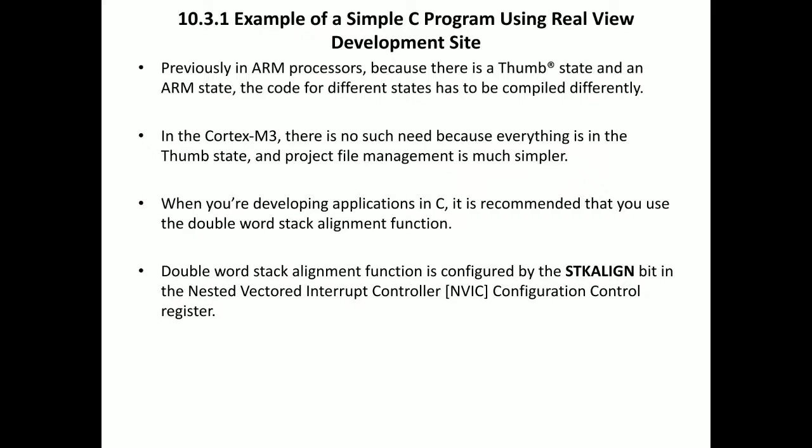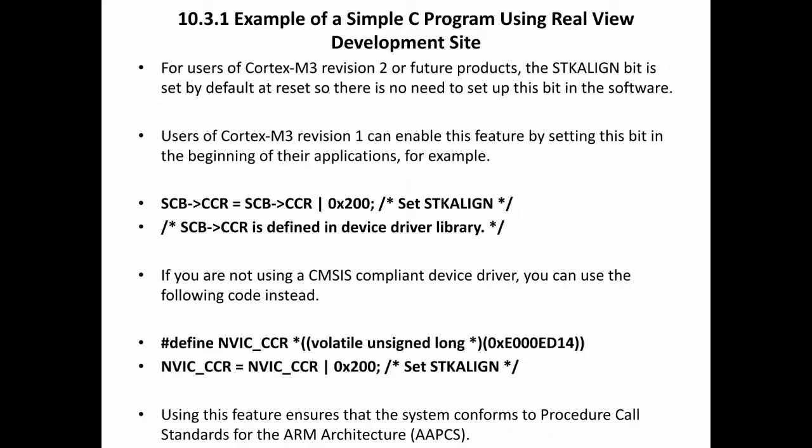We'll be using double word stack alignment in our C programming file, in the Nested Vector Interrupt Controller. In the NVIC controller register, we'll use this instruction for memory mapping. Now, what are the instructions we are going to use? We can use different methods. Either we can use this instruction, set stack alignment, in assembly language code, or we can use this instruction in C programming also.